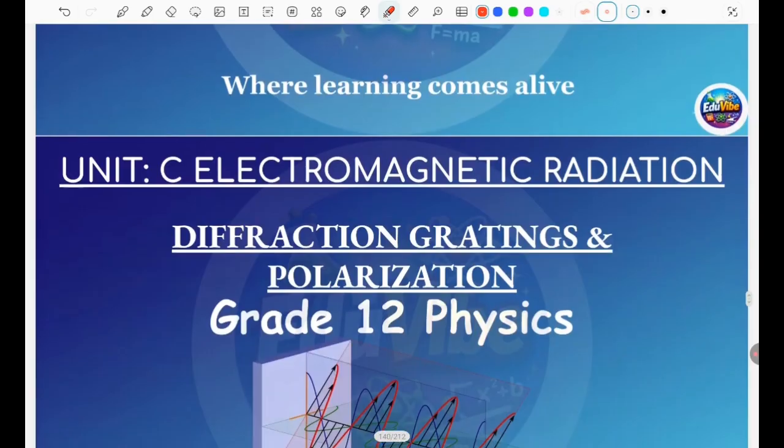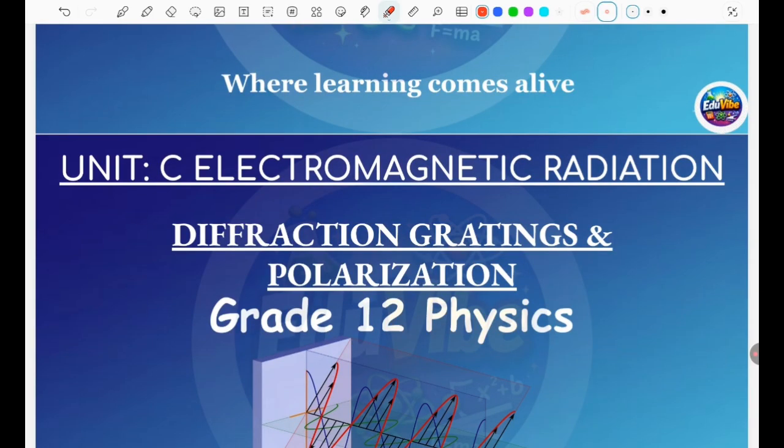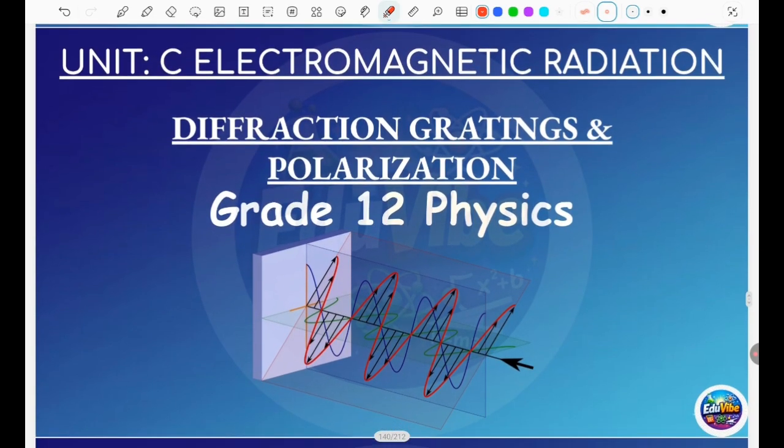In today's lesson, we are completing the diffraction part of this unit. We are doing the next topic of electromagnetic radiation, which is the diffraction gratings and polarization. Both of these topics are very theory-based, and we have to know some last things about diffraction, and then we conclude this topic. In the next lesson, we will start with the last part of this unit.